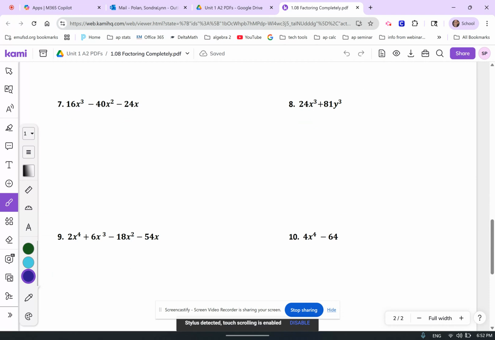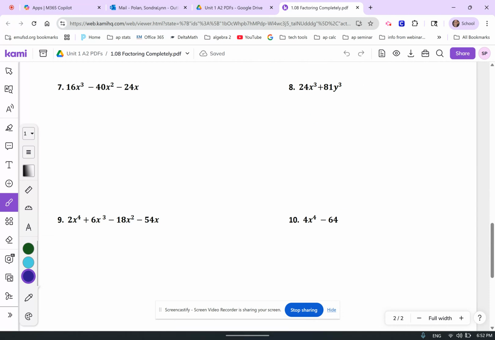On number 7, we first look for a GCF, and we know 8 is in common to all three terms, as well as x. So we factor out 8x from each. 16 divided by 8 is 2. X cubed divided by x is x squared. Negative 40 divided by 8 is minus 5, and x squared divided by x is x. 24 divided by 8 is minus 3, and x divided by x is 1.